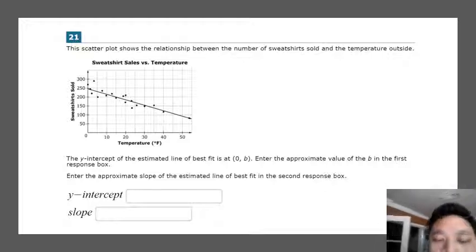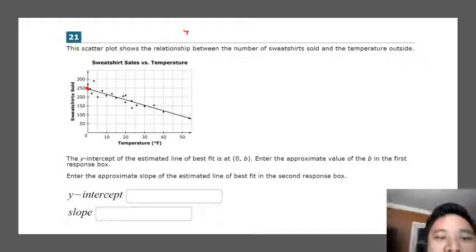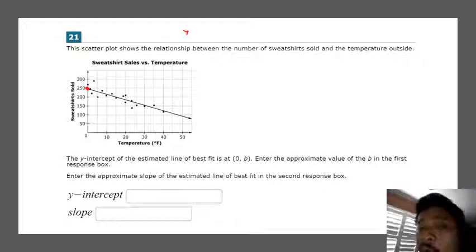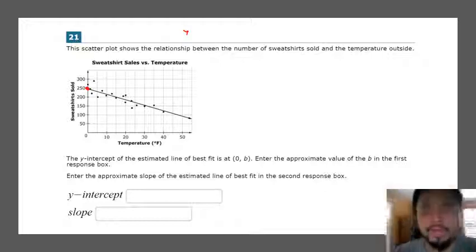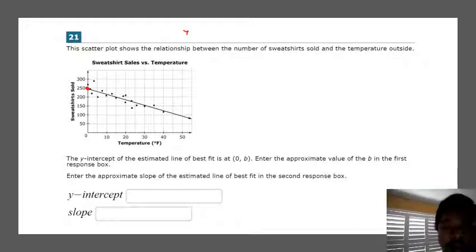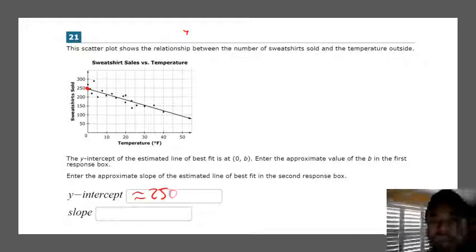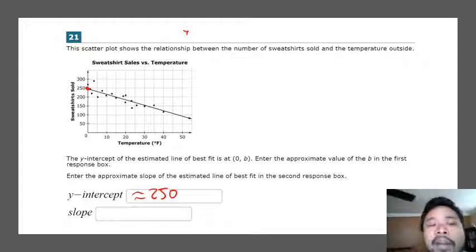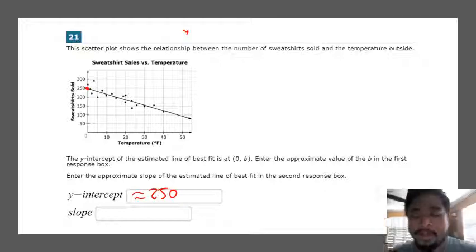Where we see the y-intercept in red here is just about where it touches 250, and they're going to accept a range of answers. So as long as your answer is relatively close to 250, you're going to get this answer correct. So we see that the y-intercept is at about 250. If you put 249, 250, 248, anywhere that is close to 250, you're going to get relatively close to the correct answer here.